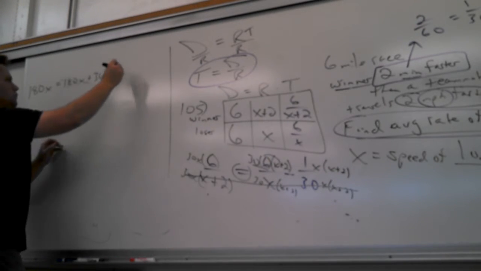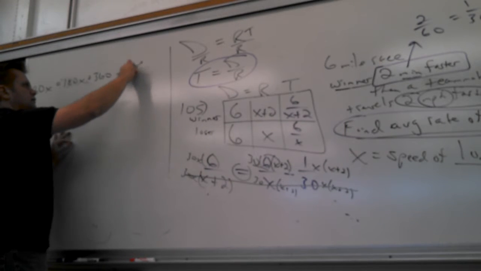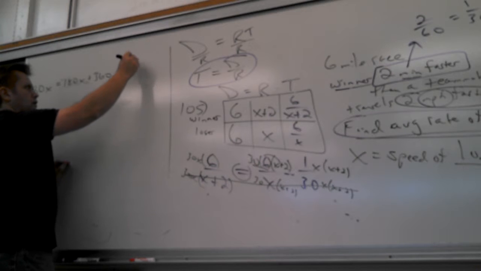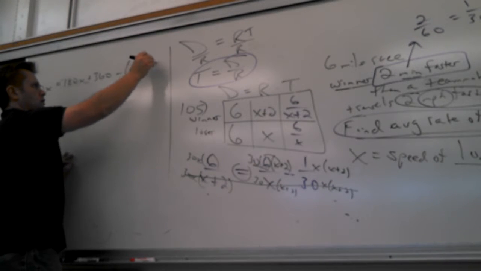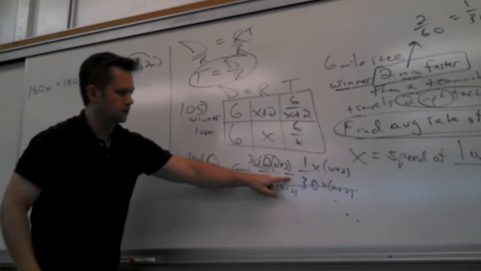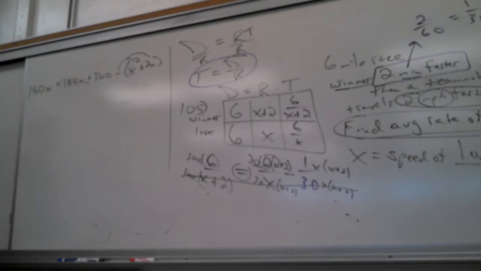What's x times x plus 2? x squared plus 2x. So minus, let me see how I can say this. So minus x squared plus 2x, right? So the minus has got to go to both. See that minus sign? It's got to go to both. Okay. And now how do I solve this?